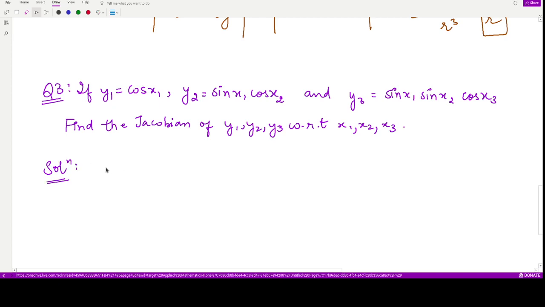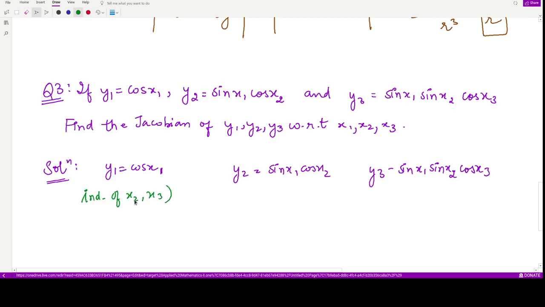So now here y1 is given to be cos of x1, y2 is given to be sin of x1 cos of x2, and y3 is given to be sin of x1 sin of x2 cos of x3. So now here you see this y1 is independent of x2. This is x1, right? Yes. So this is independent of x2 and x3, right? And this is independent of x3.